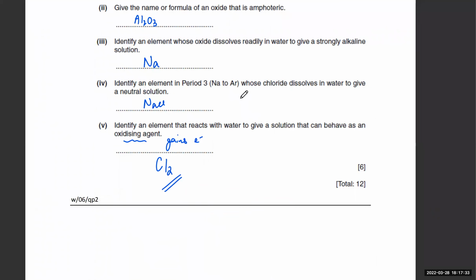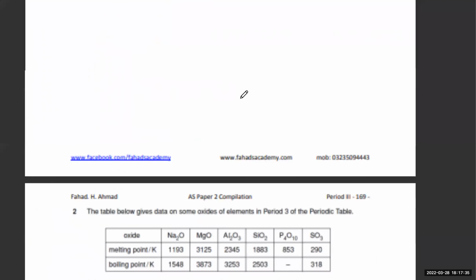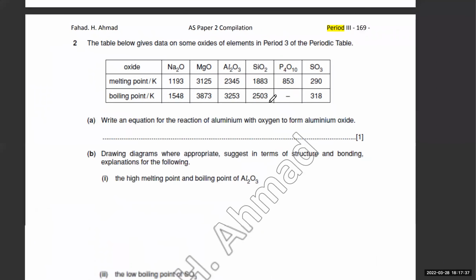So the answer to that would be Cl2. Write an equation for the reaction of aluminum with oxygen. I mean, that's easy. But balance the equation, okay. It just forms Al2O3. That's it.